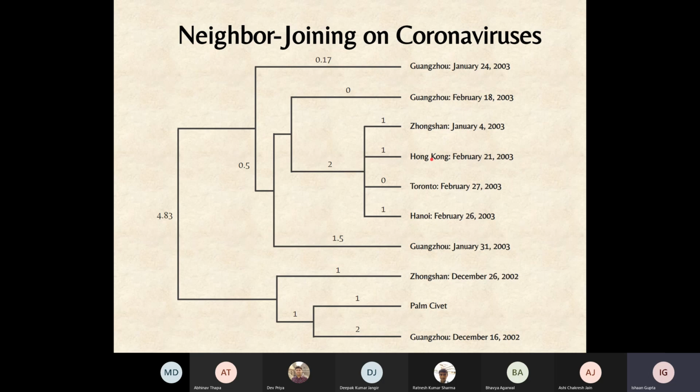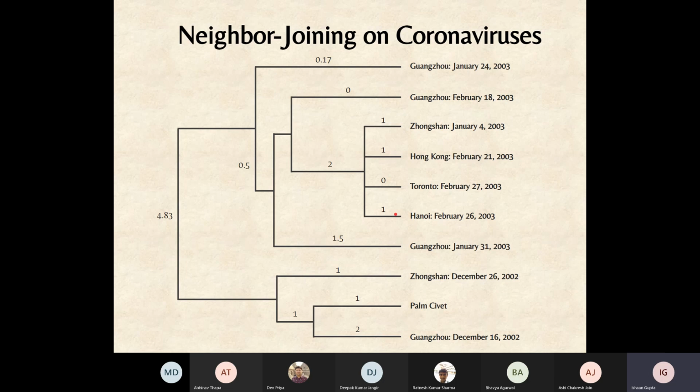So you have Hong Kong, it went to Hanoi, it went to Zhongshan, some other village. So most likely this was the last place where he had come across the patient, right? So it went from palm civet to Guangzhou, it went to Zhongshan. Then from Zhongshan, it was probably the doctor looked at the patient from Zhongshan. From there, the doctor contracted it in Hong Kong, and from Hong Kong it spread to Toronto and to Hanoi.